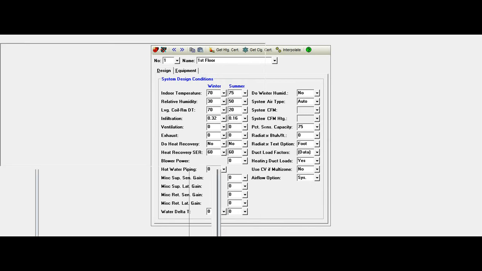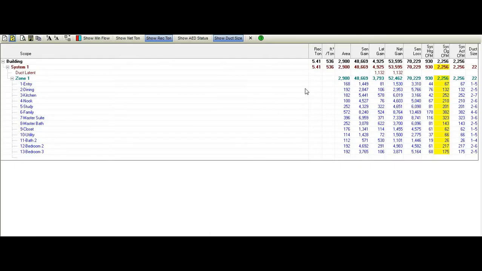Okay, there you go. So this is our new load. In the summer, remember, summer is net gain, we are gaining 53,595 BTU of heat. So 53,000 BTU of heat is entering the house in the summer. And then in the winter, the house is losing 70,229 BTU of heat.